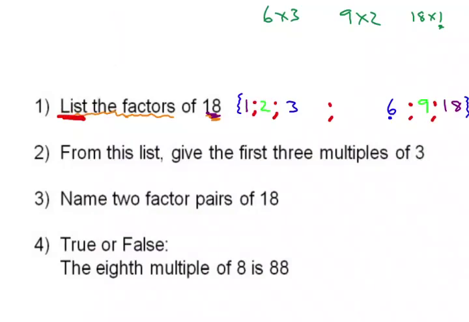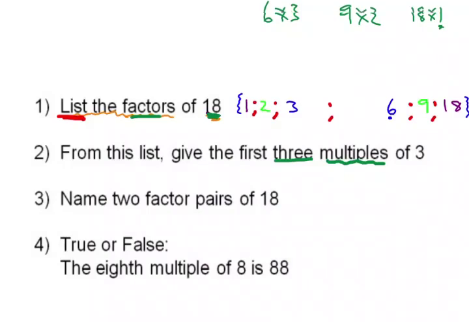Then going to question number 2, they say from this list, give the first 3 multiples of 3. Now remember, there's a difference between a factor and a multiple. Factors are similar to the size of the number that you are working with and smaller, where multiples are similar to the number that you are working with and bigger. And when we say bigger, we mean multiplying with 1, 2, 3, 4, 5, etc.